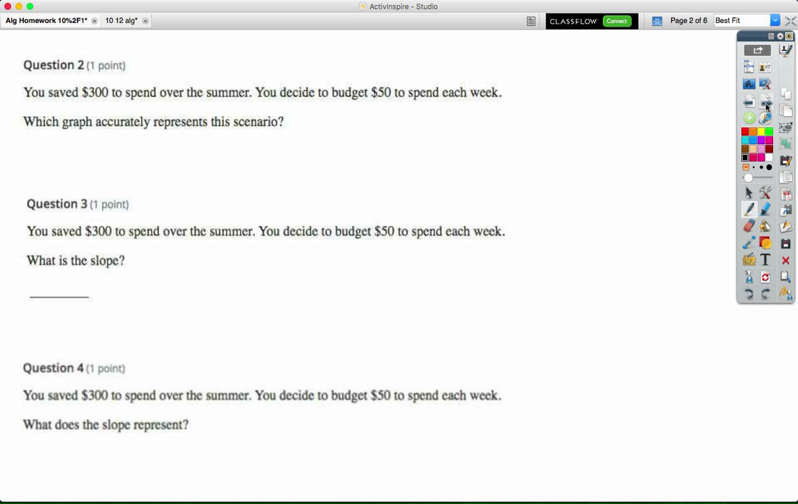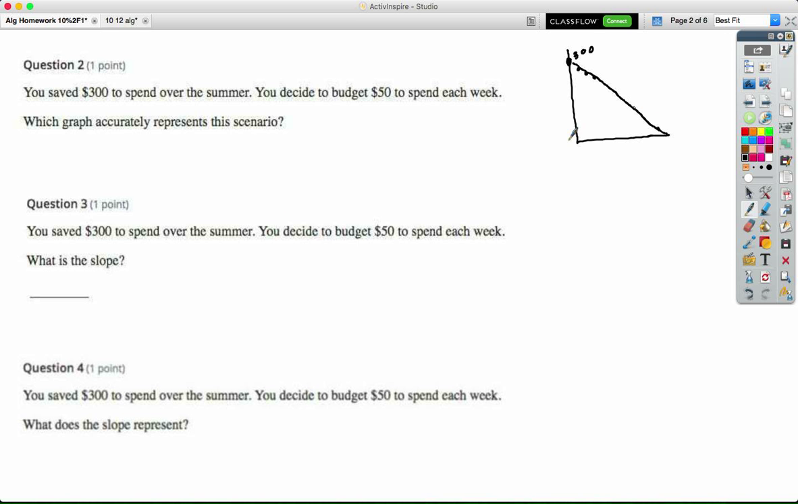Question 2, same scenario. It says which graph accurately represents the scenario. So you would be looking for the graph that is in the positive upper right quadrant, and it would be starting at 300, and then it would need to be going down 50 each week. So some of them had it in some of the other quadrants, but you needed the one that started at a positive 300 and went down 50 each week until it got to when there was no more money left at 0.